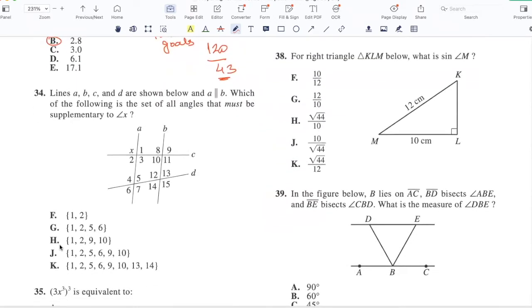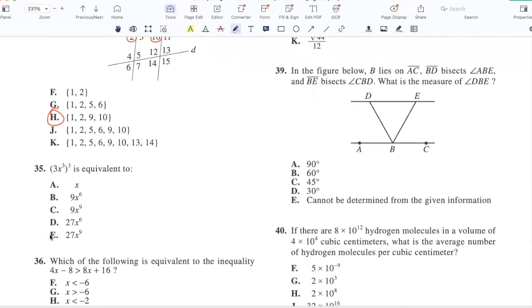Lines A, B, C, and D are shown below, and A is parallel to B. Which of the following is the set of all angles that must be supplementary to angle X? Okay, so supplementary to angle X would be angle 1 and angle 2, right? Because X plus 1 is 180 and X plus 2 is 180. Now A and B are parallel, so 1 is equal to 9. So 9 is going to be supplementary to X, as well as 10. And that's it, right? Because only A and B are parallel, so those are the only pairs that we get. So it would be 1, 2, 9, and 10. Option H.